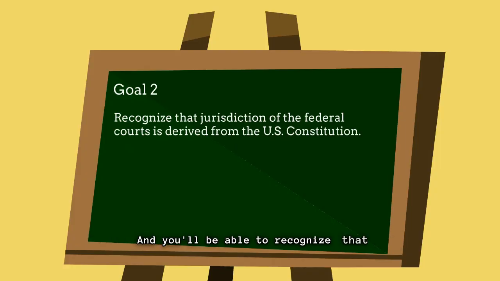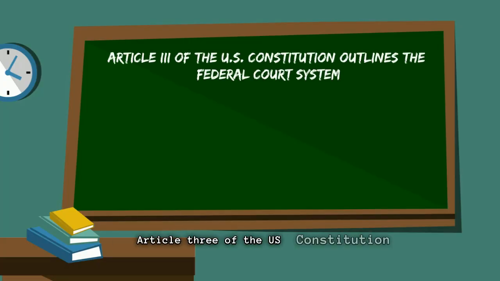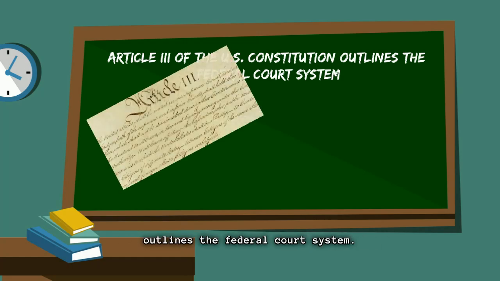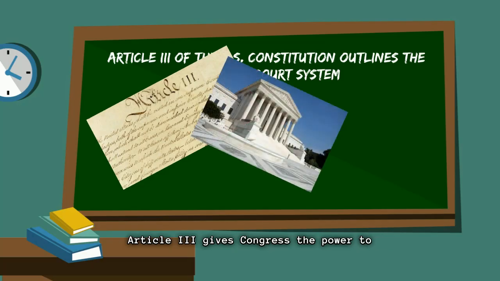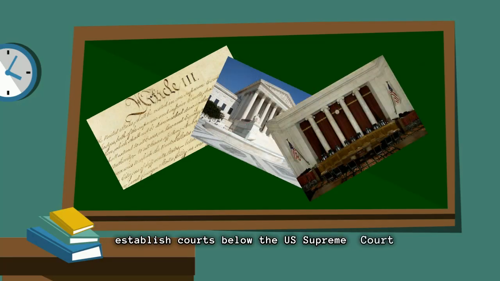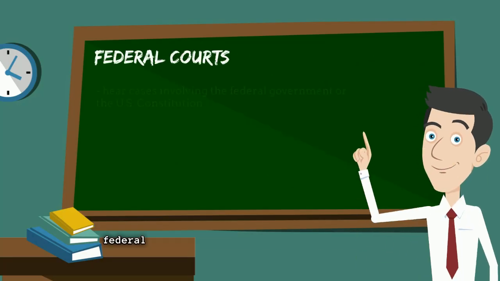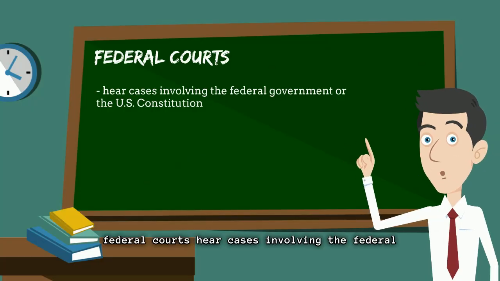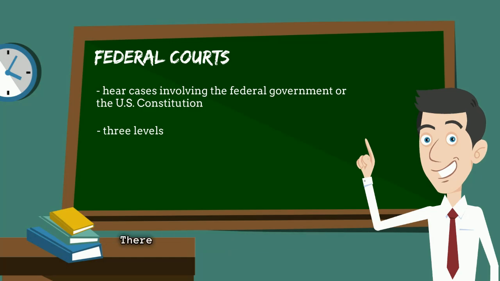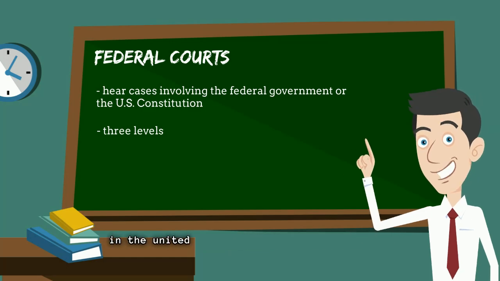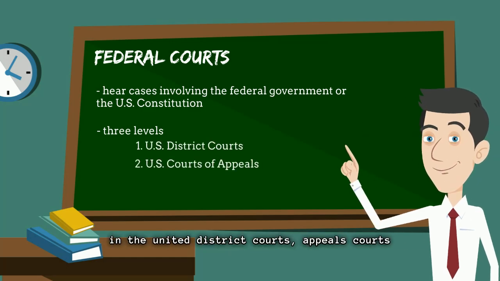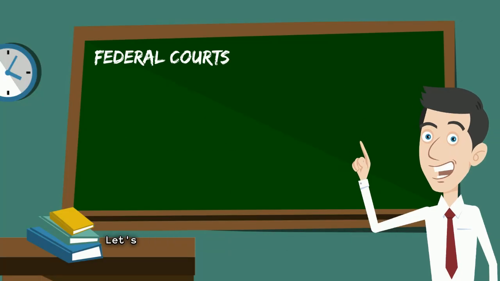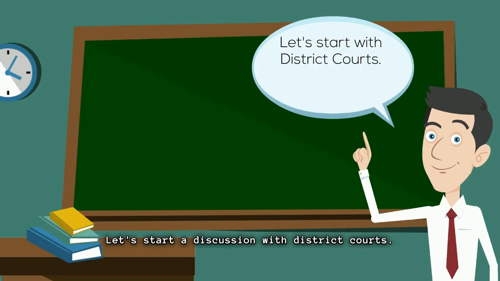you'll be able to recognize that the jurisdiction of the federal courts is derived from the U.S. Constitution. Article 3 of the U.S. Constitution outlines the federal court system. Article 3 gives Congress the power to establish courts below the U.S. Supreme Court. Federal courts hear cases involving the federal government or the U.S. Constitution. There are three levels of federal courts in the United States: district courts, appeals courts, and the United States Supreme Court. Let's start our discussion with district courts.